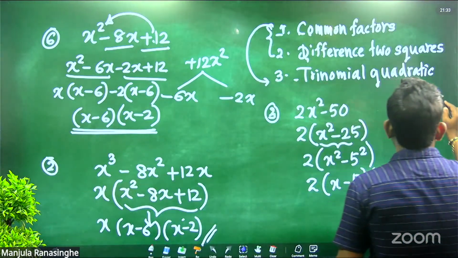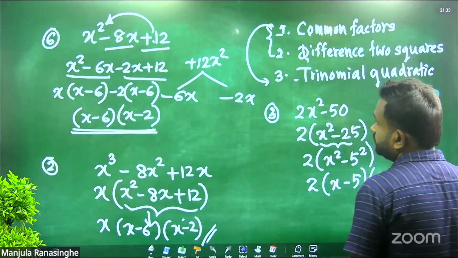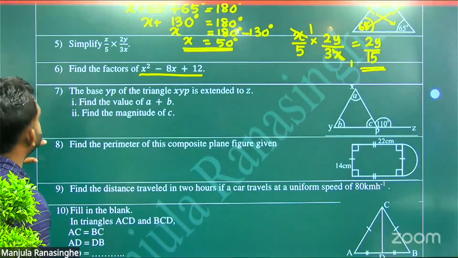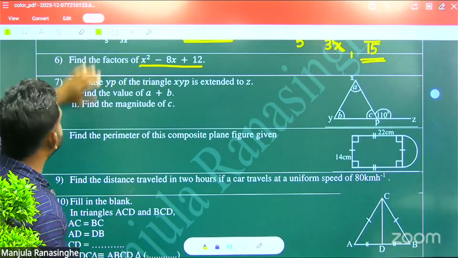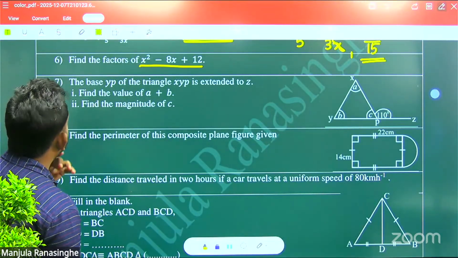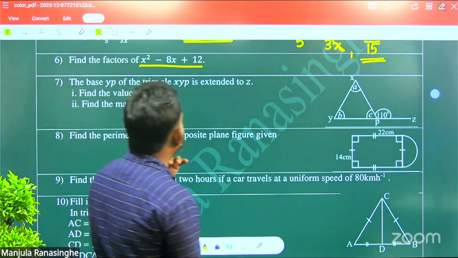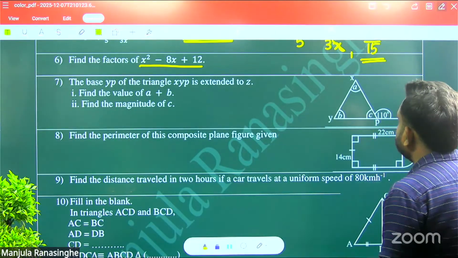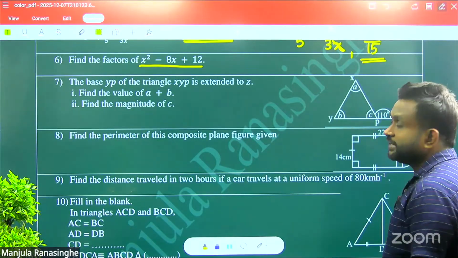Right, okay, now the next question. Question number 7. The base of the triangle XYP is extended to CZ, right? Find the value of a plus b. So they're asking about a plus b.